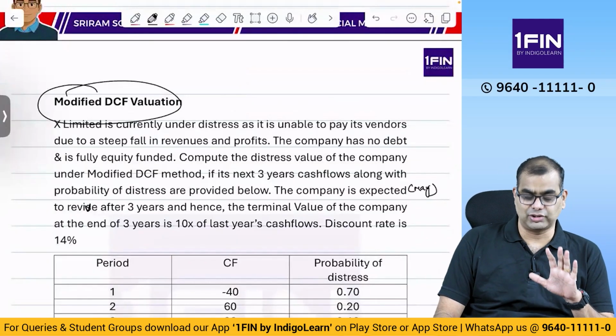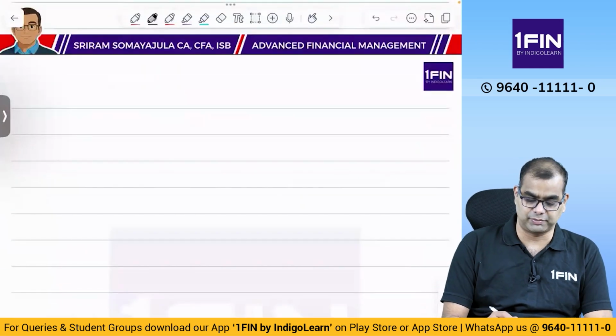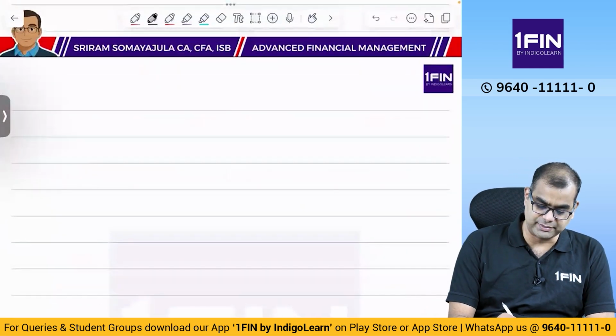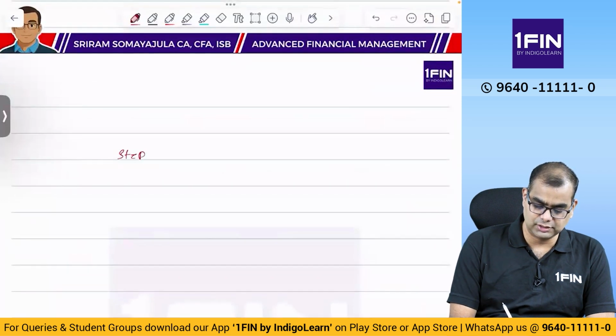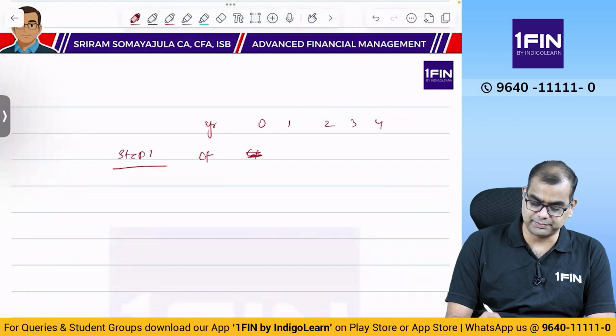If you recollect, whatever we discussed on modified DCF, I'll just explain what the process is. There are multiple steps in this. Step 1 was you take the cash flow distribution. So let's say year 0 and then you have cash flows for years 1, 2, 3, 4. For this period, let's say the cash flow is 10. It could also be 15, it could be 20, it could be 40, whatever.